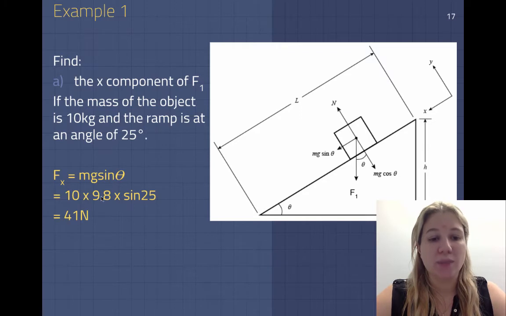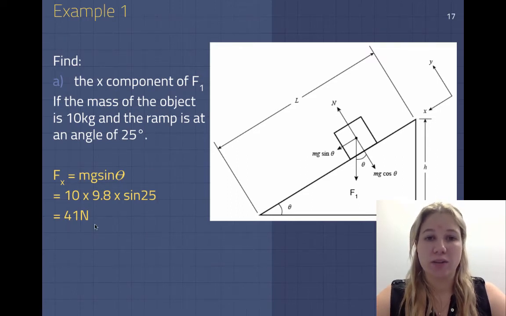So 10 kilograms times force of gravity, 9.8, times sine of the angle, and we're told that the angle of the ramp is 25 degrees. So your answer should be 41 newtons, and that's correct to two significant figures.